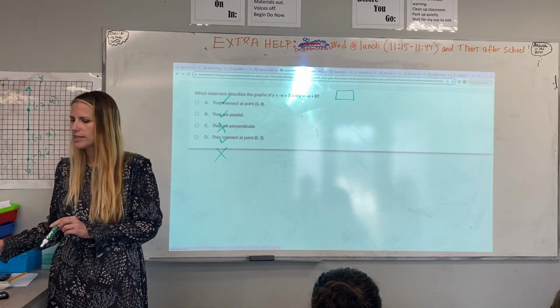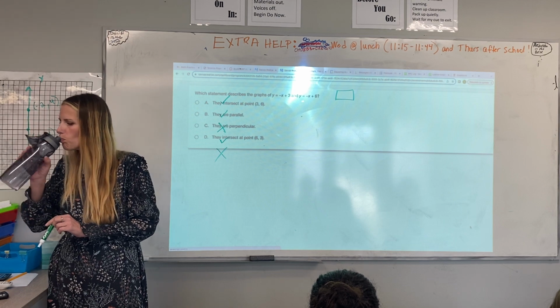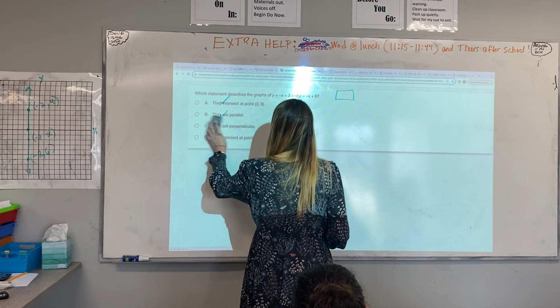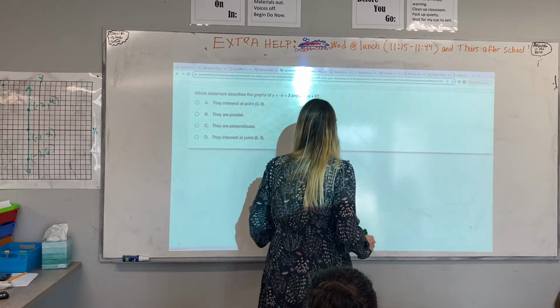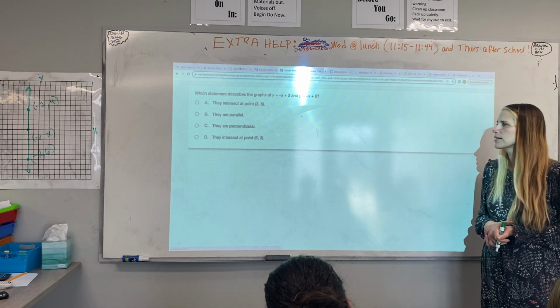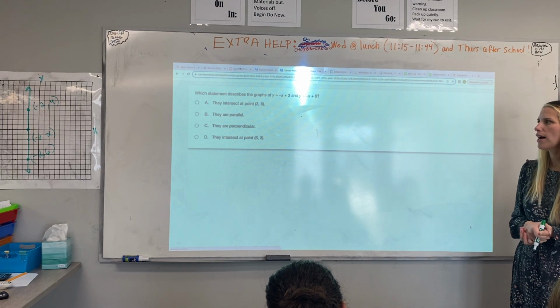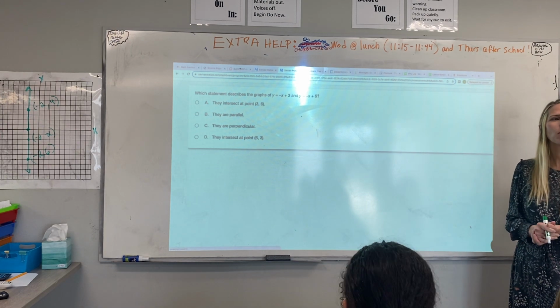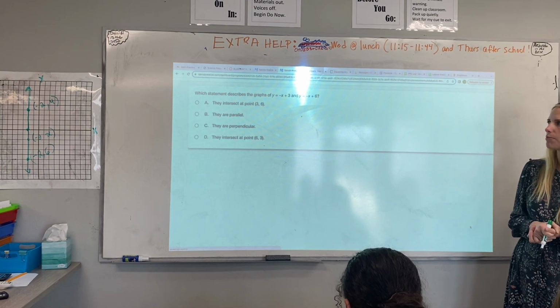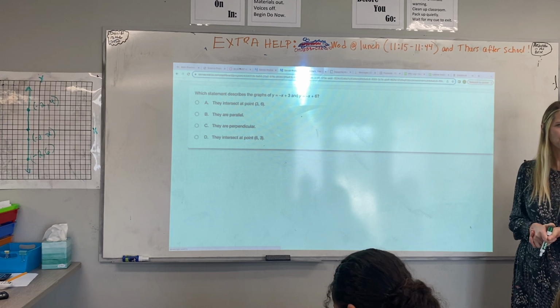All right, it says, which statement describes these two graphs? I want you to look at the graphs, or the equations of those graphs. Tell me what you notice about them. Layla, tell me what you notice about those two equations.